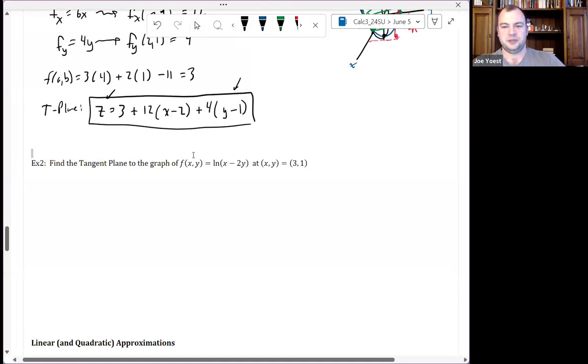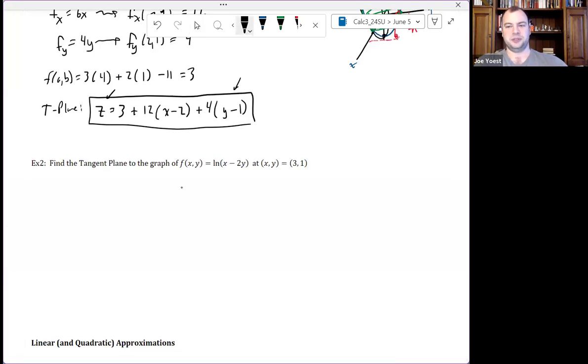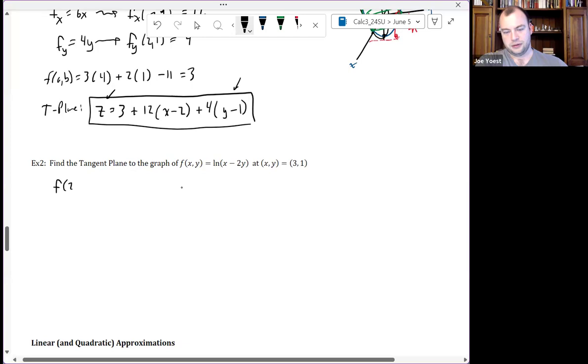Okay, let's find a tangent plane to the graph of f(x,y) = ln(x - 2y) when (x,y) = (3,1). So similarly, I'm not going to try to draw this one. That would be a pretty nasty function to try to draw. What's f(3,1)? That's ln(3 - 2), ln of 1 is 0.